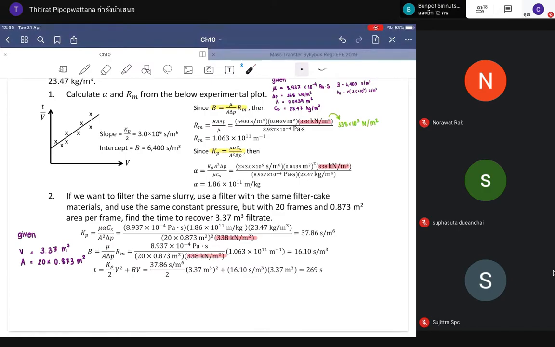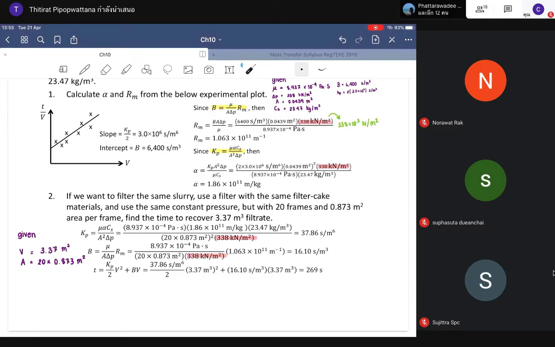And the second part. The difference between the first part and the second part is that the second part gave us area and volume to 5 times, basically T. So we obtain the Rm and alpha from the first part to calculate in the second part.